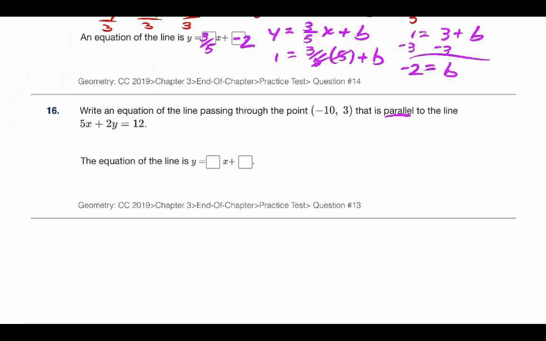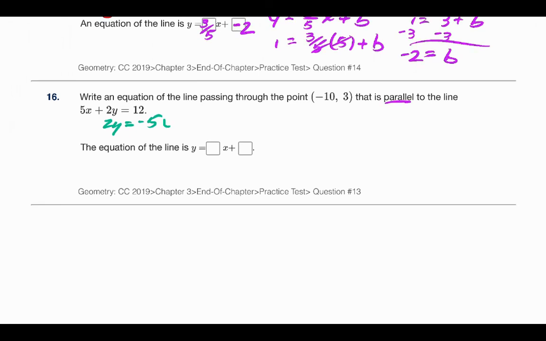And our last one, it says parallel. So on parallel, we know we have the same slope. So again, we're going to do the same thing here. Now, watch and be careful. We might have already, on the other one, put it in slope-intercept form already for you. So if not, then we have to get y by itself, and it has to have no number in front of it. So we're going to have negative 5x plus 12, and then I'm going to divide each one by 2. So that would give us y is equal to negative 5/2 x plus 6.